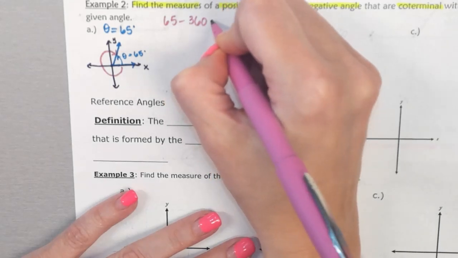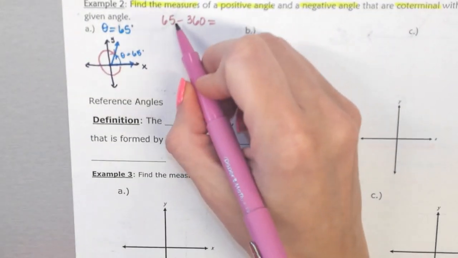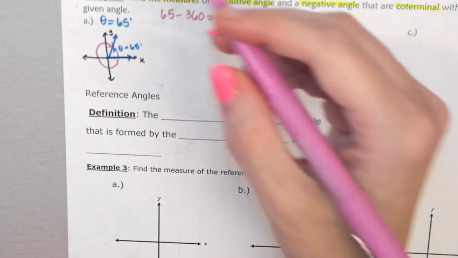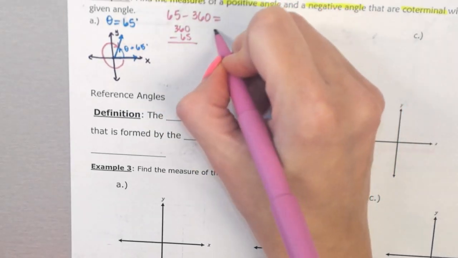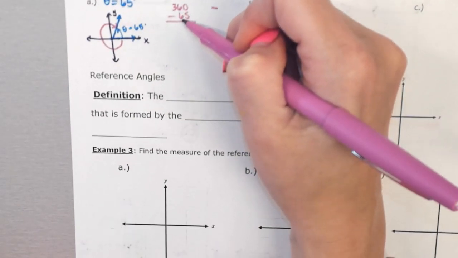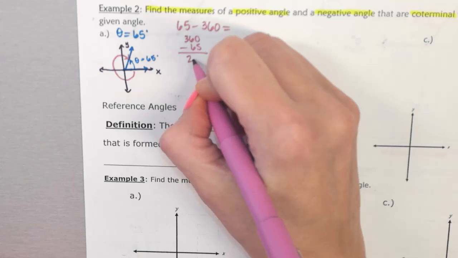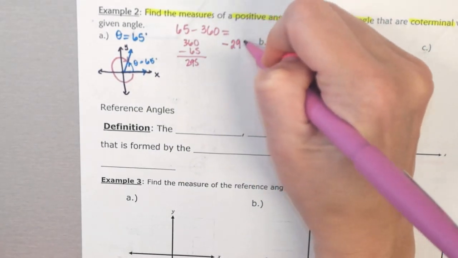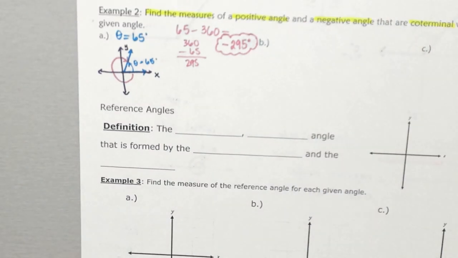We are doing these without a calculator. I believe these are on your no calculator section of your quiz, which is why I'm having you practice that. If you're subtracting, it's a lot easier to just do the 360 minus the 65 and then put your negative on it. I think of it like this. If you do 360 minus 60, what do you get? 300, and then do 300 minus 5. Yep, so it's negative 295 degrees. Now we found a negative angle.